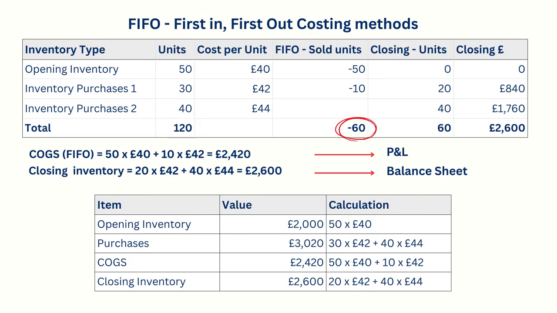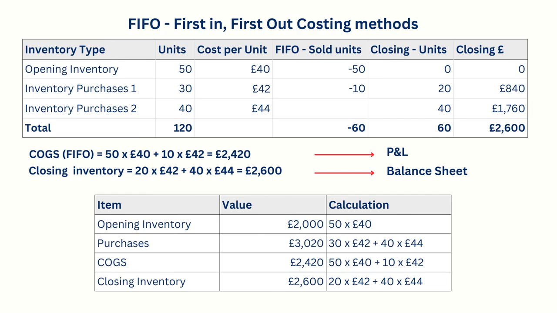We then assume that 60 units have been sold. FIFO means we start allocating cost from the oldest stock. The first 50 units sold come from the opening inventory at £40, and the next 10 units come from the first purchase at £42. This gives us a cost of goods sold, or COGS, of £2,420, which will be taken to the profit and loss account as an expense.